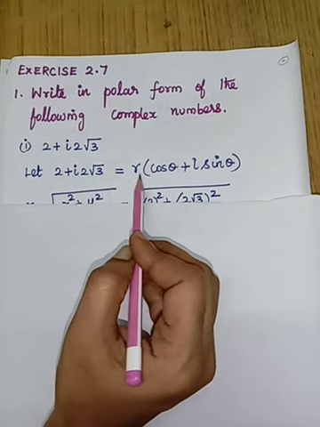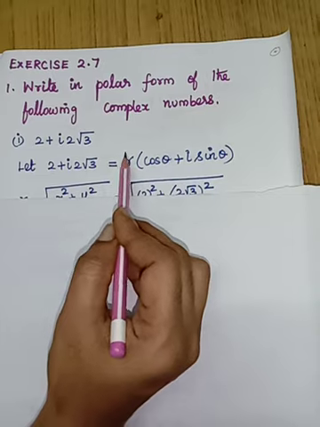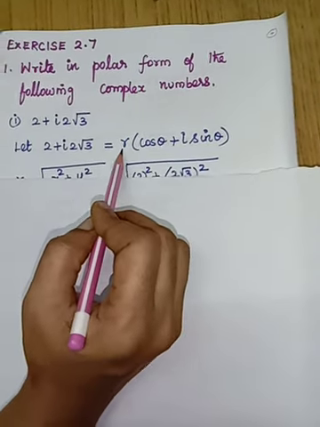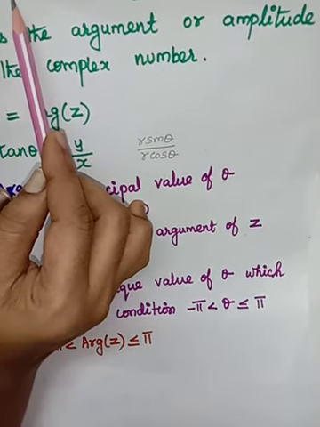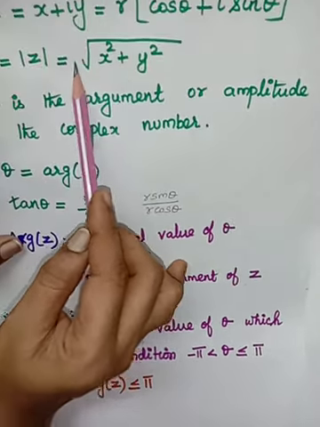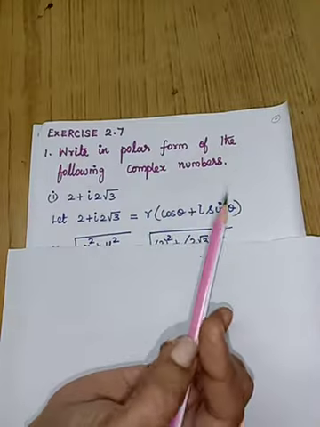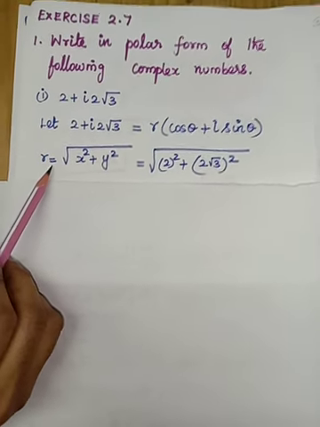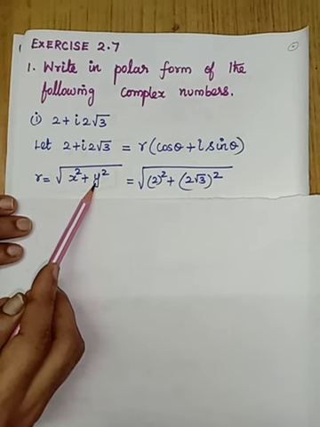So here, to convert the complex number into polar form, what do you have to find? You have to find r and theta. What is the formula for r? r is nothing but the modulus of z, that is equal to square root of real part the whole squared plus imaginary part the whole squared. So r is equal to square root of x squared plus y squared.